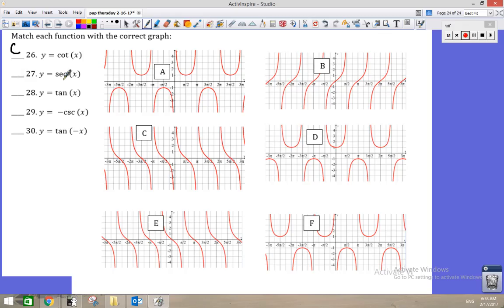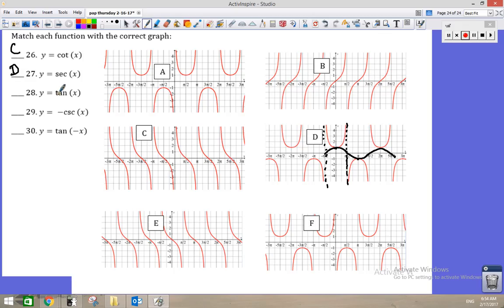So for secant, it's the reciprocal of cosine, so we're going to look and see where we find the cosine curve. And so here is the cosine curve, and when you take the reciprocal of 0, you get a vertical asymptote. When you take the reciprocal of 1, you get 1. And when you take the reciprocal of negative 1, you get negative 1. So this secant has the graph of D.